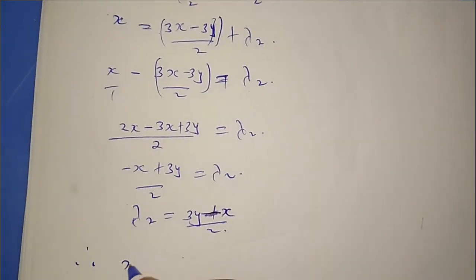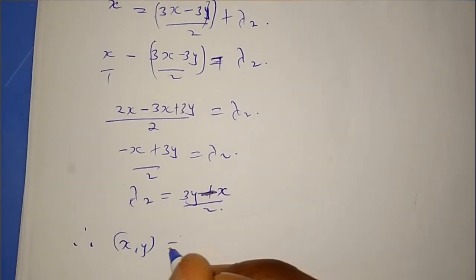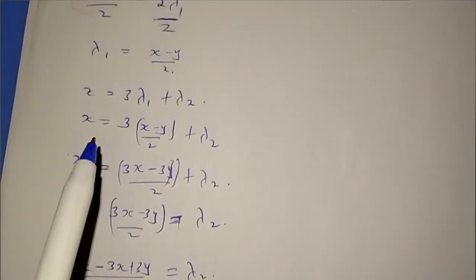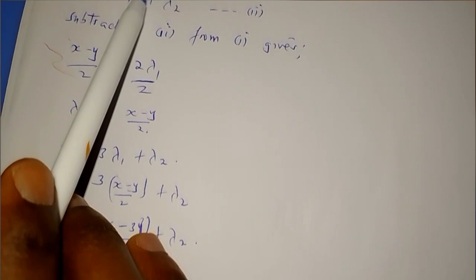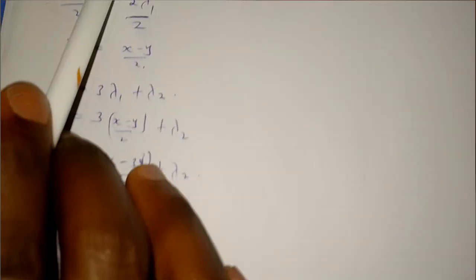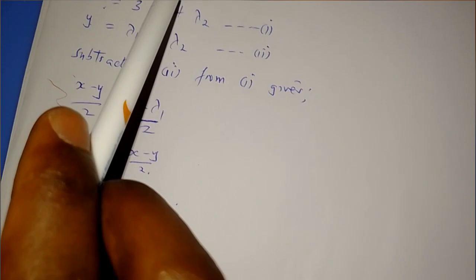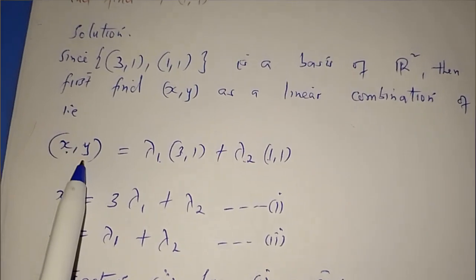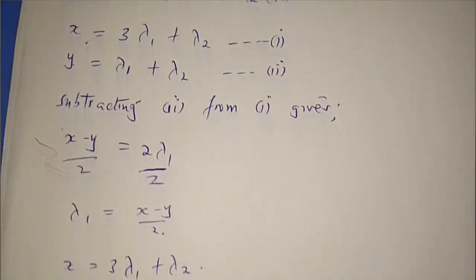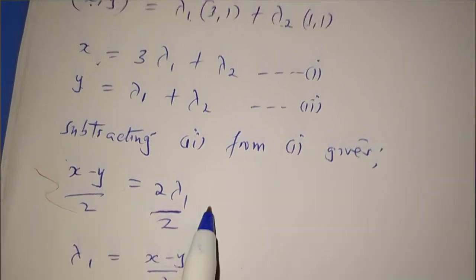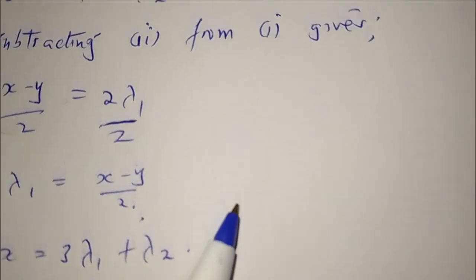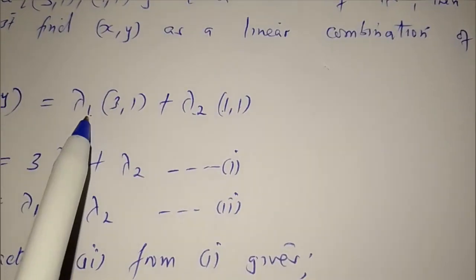Therefore, (x,y) is equal to (x minus y) over 2, this is lambda 1, are you getting? This was our (x,y). So (x,y) is equal to lambda 1, our lambda 1 is here. Hope you understand. So we just put here our lambda 1.